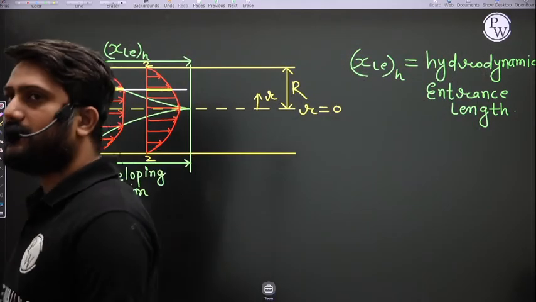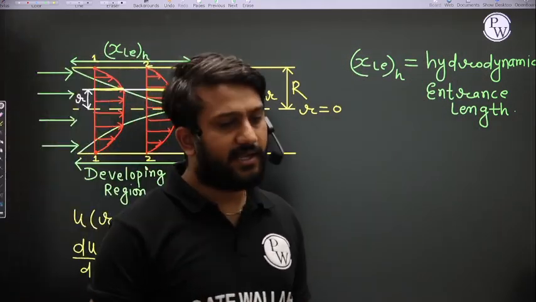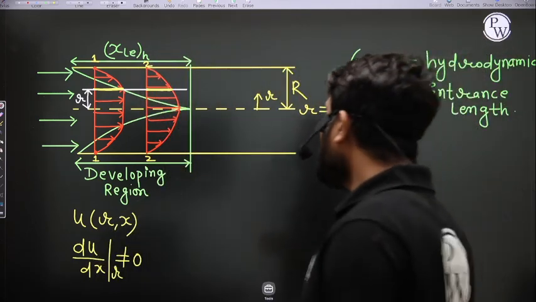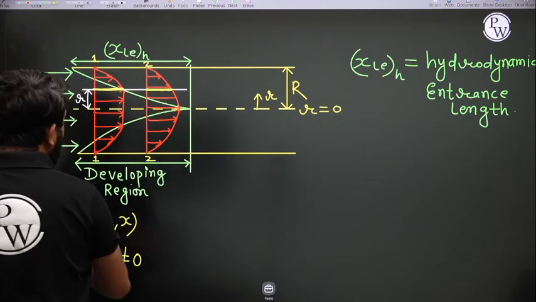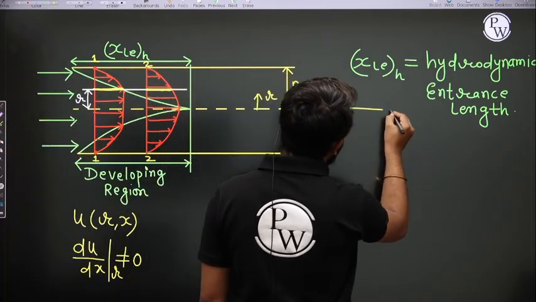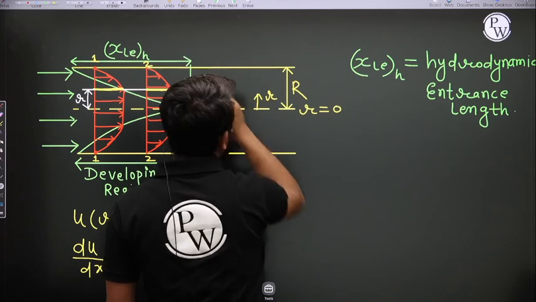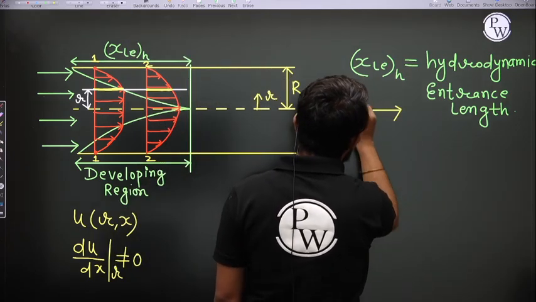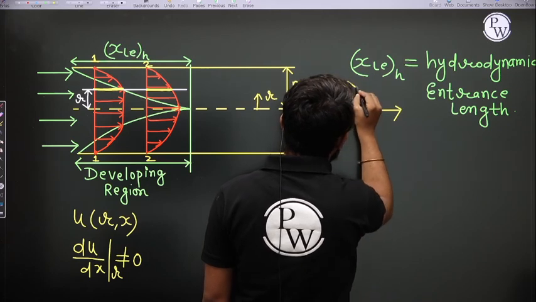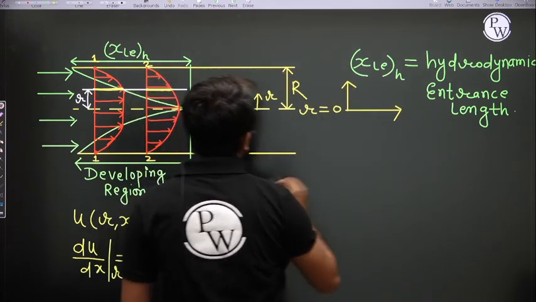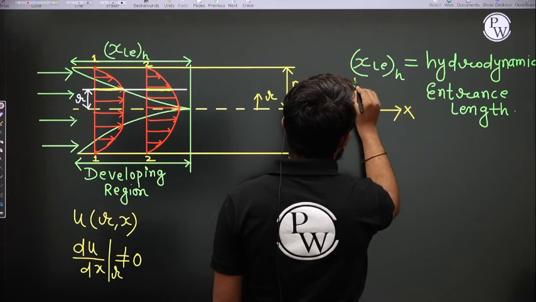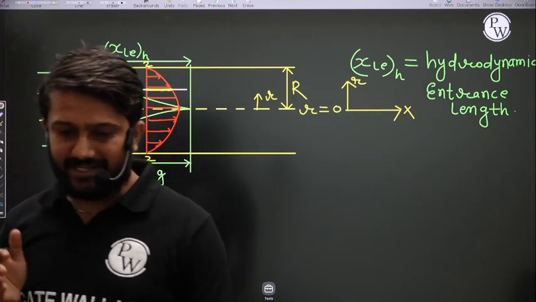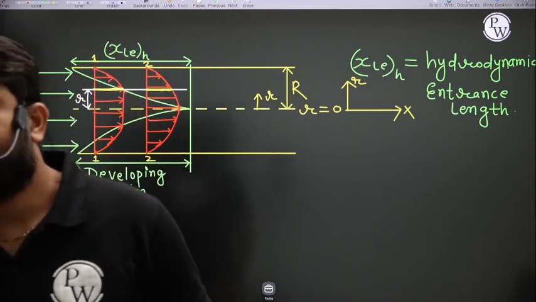In the developing region, the velocity profile is continuously changing with x, right? What is the x direction? See, this is the x direction, and this is the r direction, the radial direction. X, r. Okay. So in the x direction, the velocity profile is continuously changing, right?